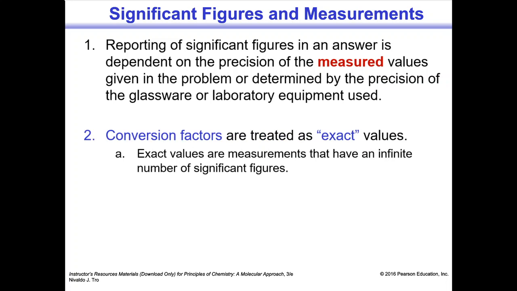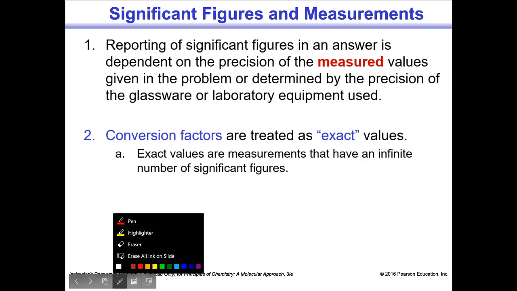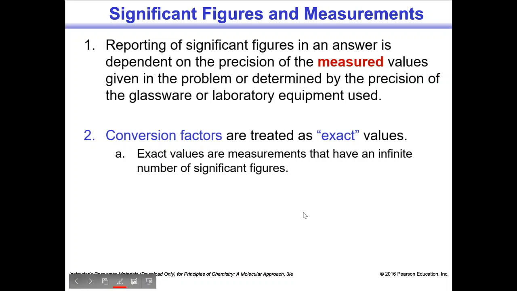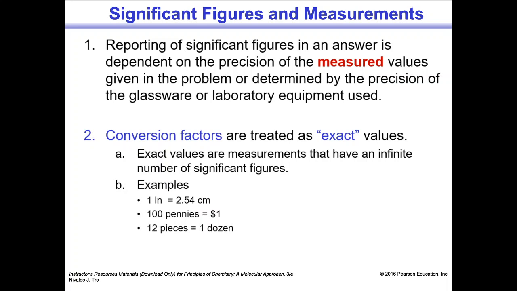And just remember that if we have conversion factors, we're going to consider those to be exact numbers. In other words, they have an infinite number of sig figs. So all your conversion factors are going to have an infinite number of sig figs. An example would be going from inches to centimeters, pennies to dollars, or saying that 12 is 1 dozen.